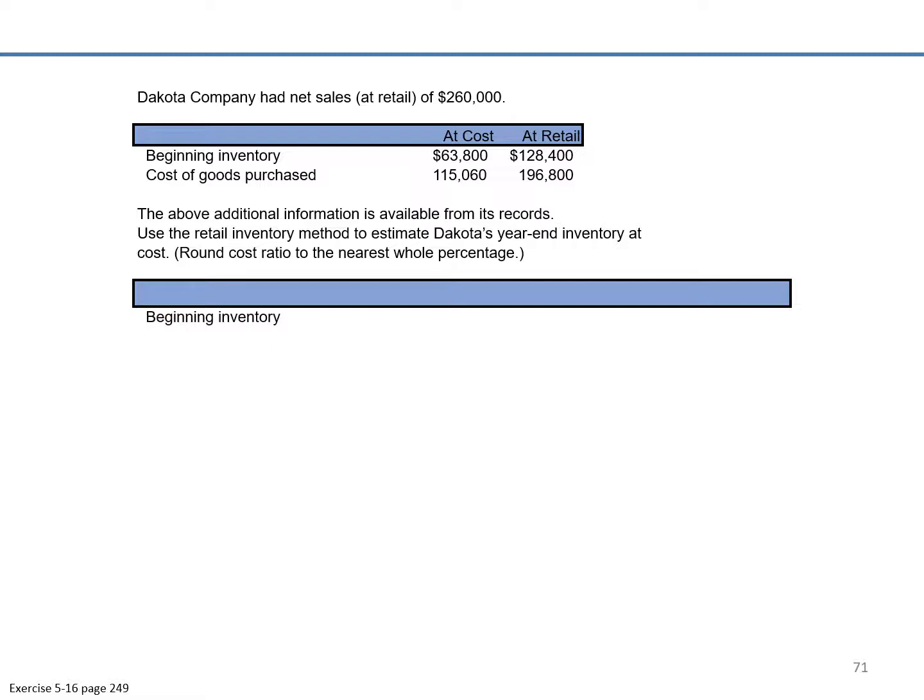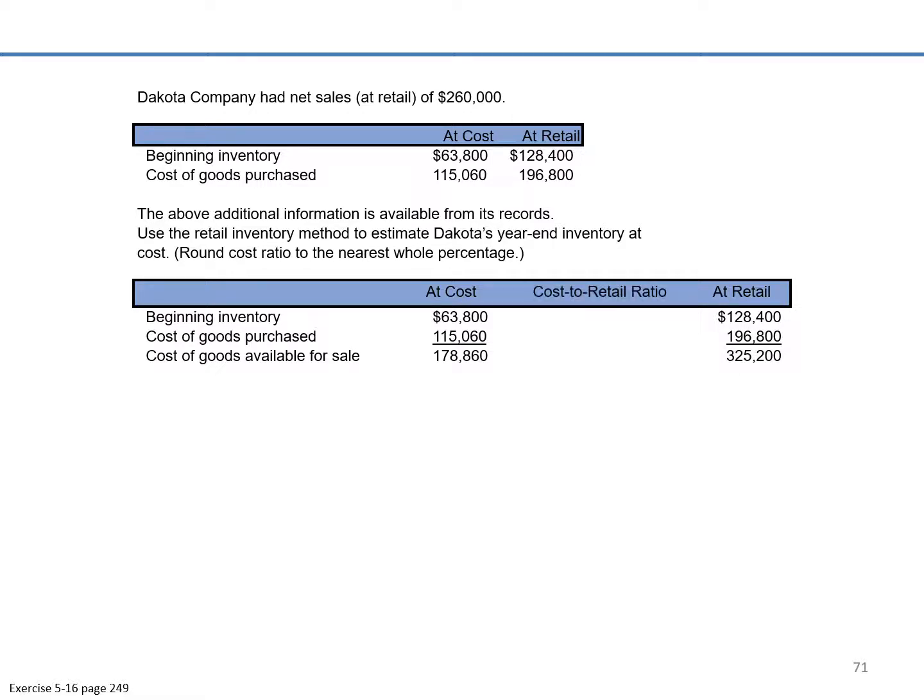So we know that beginning inventory at cost, 63,800, plus cost of goods purchased of 115,060 at cost, or 196,800 at retail, equals cost of goods available for sale, right? And they tell us our cost to, well, let me back up. Our cost of goods available for sale is 178,860.